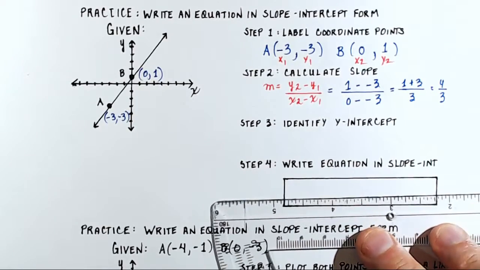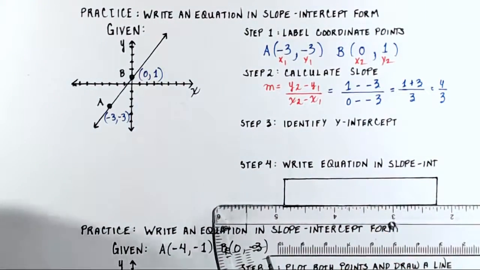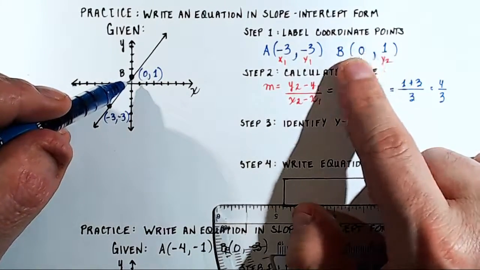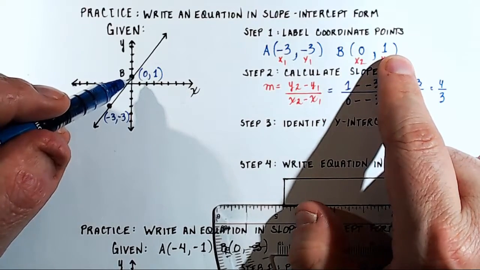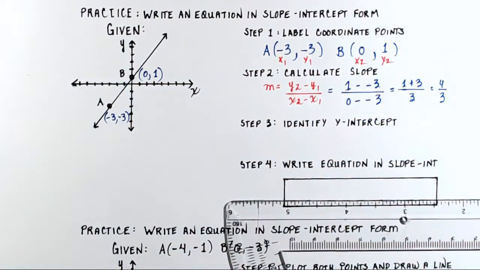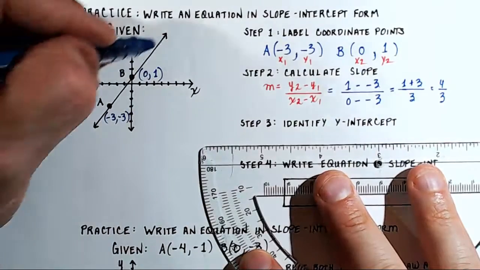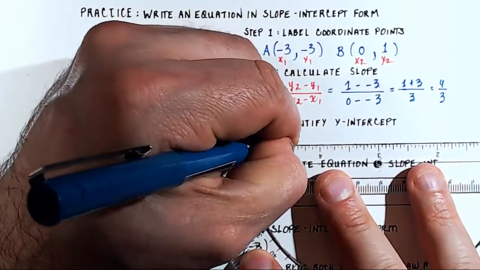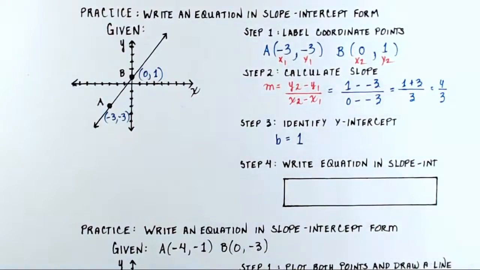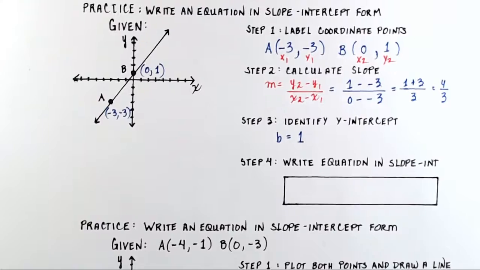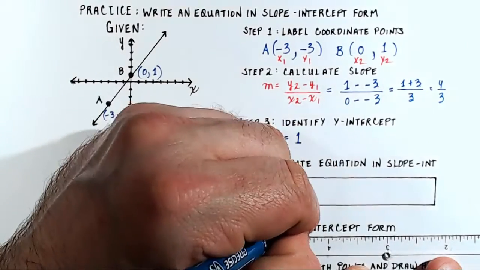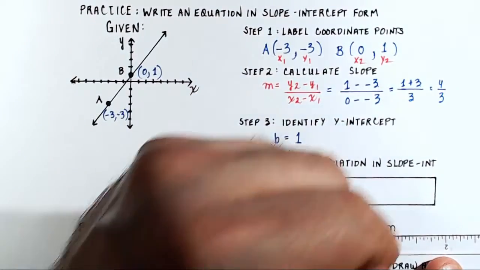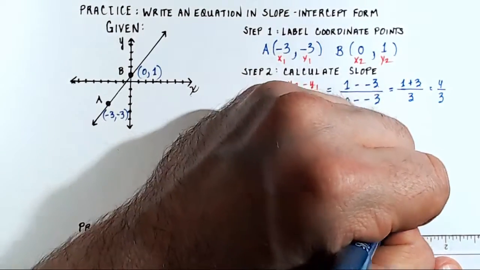Now let's identify the y-intercept. Well, we can see it right there, and it's also given as a coordinate pair because x is 0. Wherever x is 0, that's the y-intercept, so the y-intercept is 1. It's where the line passes through the y-axis. So b equals 1. And now we're ready to write the equation in slope-intercept form. Remember, slope-intercept form is y equals mx plus b.